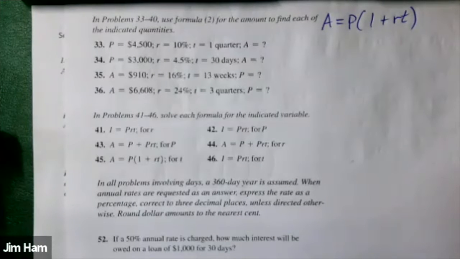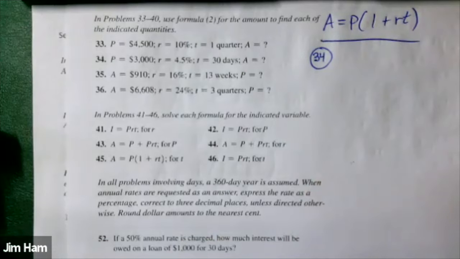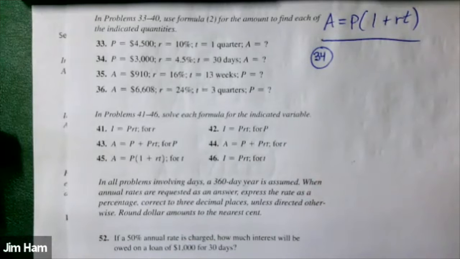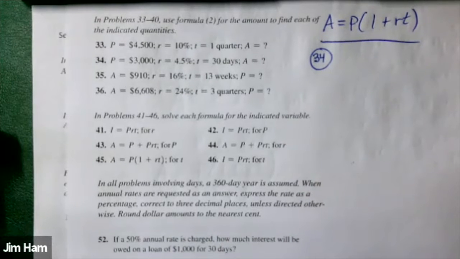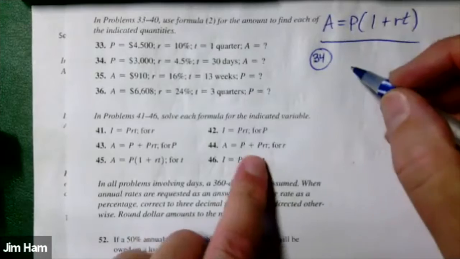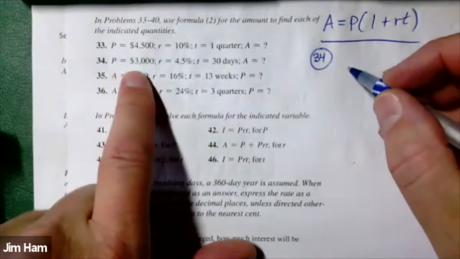Okay, maybe 34 would be a good one here. It has a couple of interesting features, a decimal in the percent. It also has 30 days. So I think what they're going to say here is they want you to use the 360 days. And maybe what we can do is do it both ways. One with 360, one with 365. Okay, so let's take a look at 34.